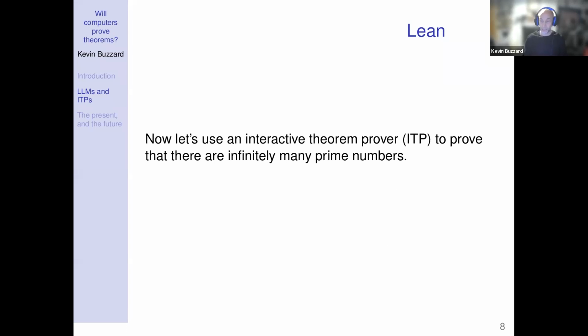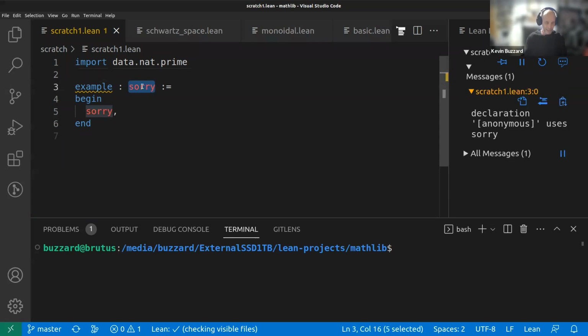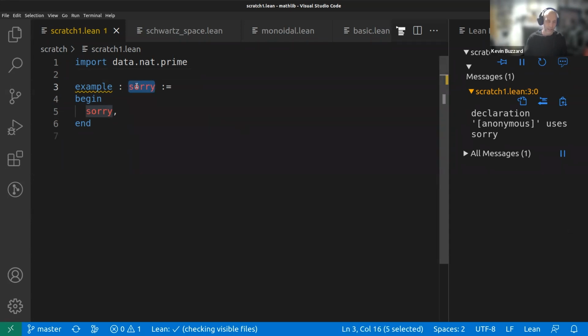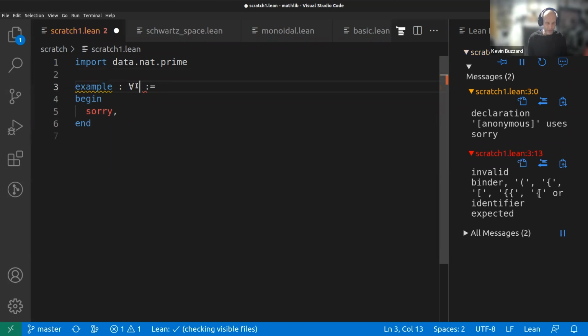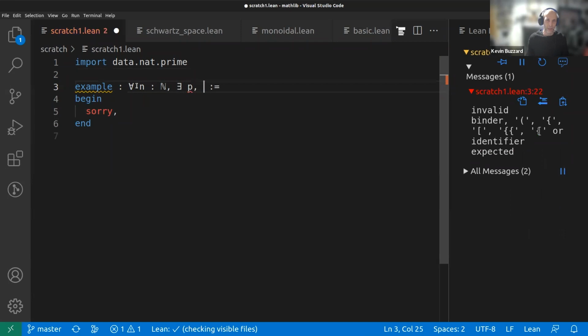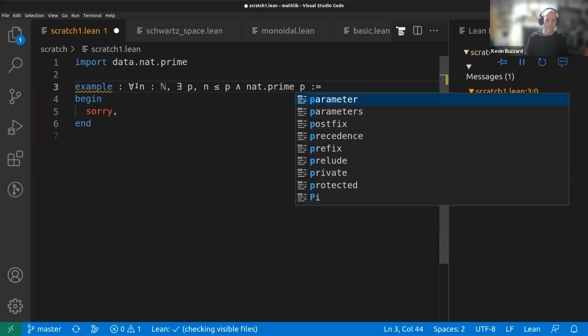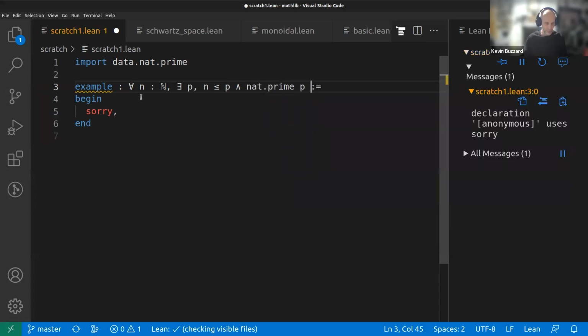And fortunately, my interactive theorem prover is more reliable than my large language model, apparently. So let's write down the statement. There's lots of ways that we can say there's infinitely many prime numbers. Let's say for all natural numbers n, there exists a p such that p is bigger than n and p is prime. I mean, this is the easiest way of saying it. So there we go. I've got some import. This import here imports the theory of prime numbers.